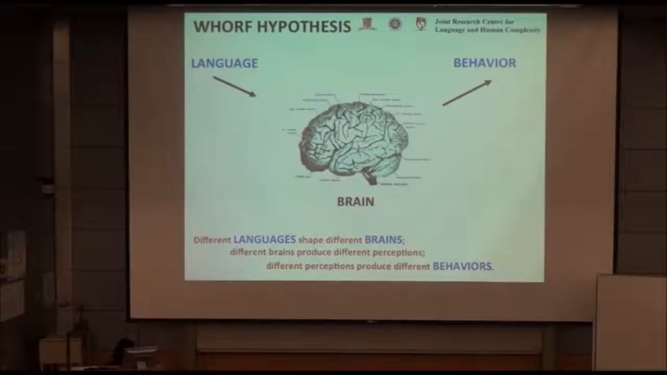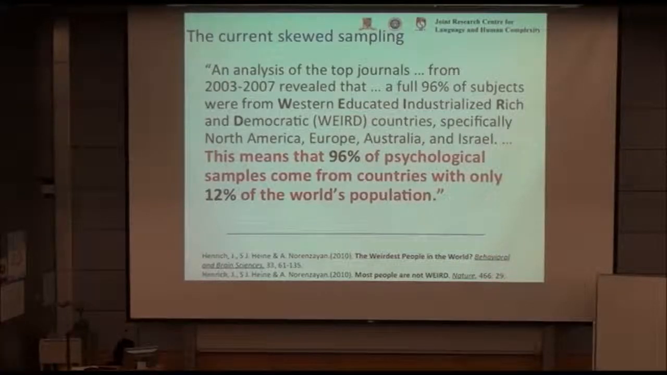Then we come back to these slides. Okay, so we see, and more or less confirmed by these studies, the language will influence our brain. Different languages shape different brains. And then different brains produce different perceptions, and the different perceptions are further reflected by different behaviors.